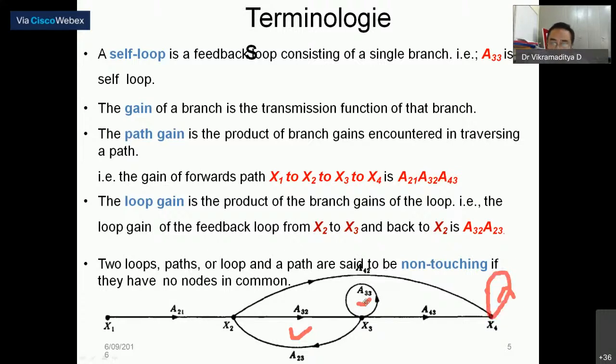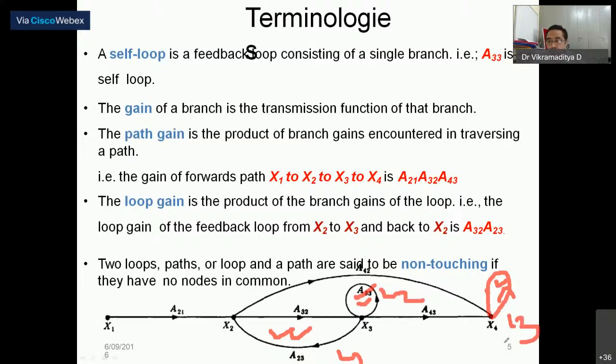Now tell me whether this self loop and this self loop are touching or non-touching. Non-touching. Very good. Similarly, tell me about this loop and this loop. Let's say this is L1, this is L2, and this is L3.